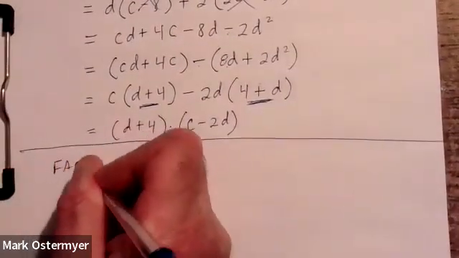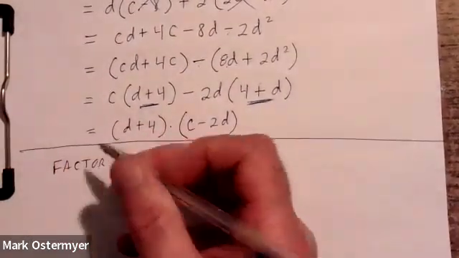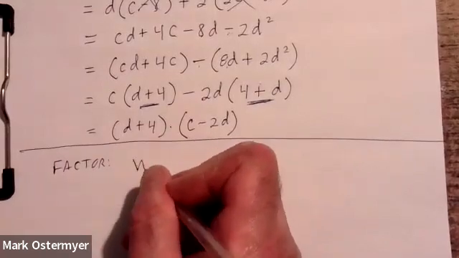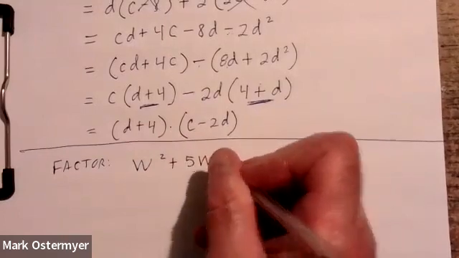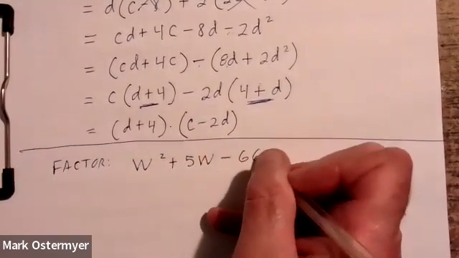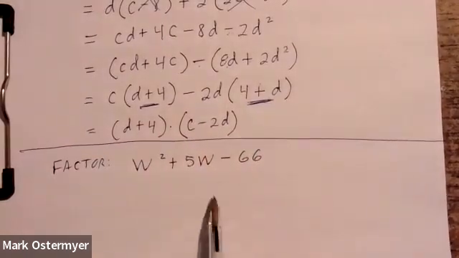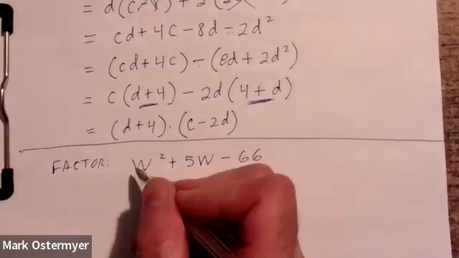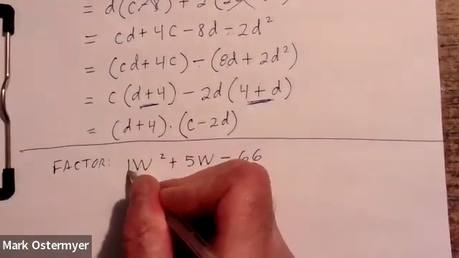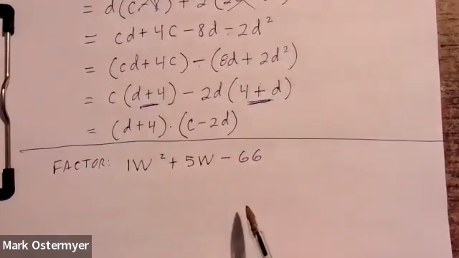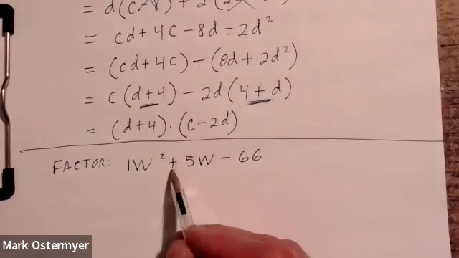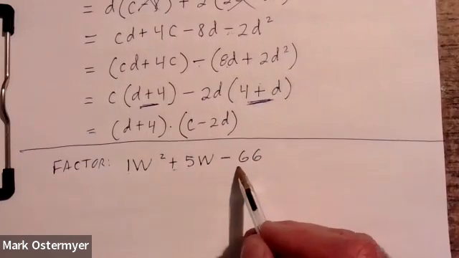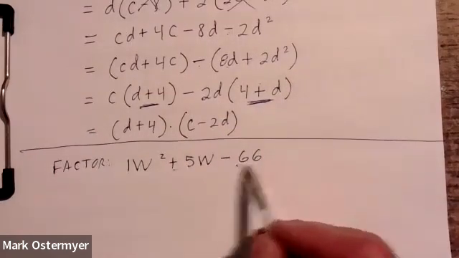All right, let's look at factoring a couple of trinomials now. How about factoring W squared plus 5W minus 66? So how would we factor this trinomial? Notice it's a trinomial where the leading coefficient is positive 1. This is called the leading coefficient. This is called the middle coefficient. And this is called the constant term.